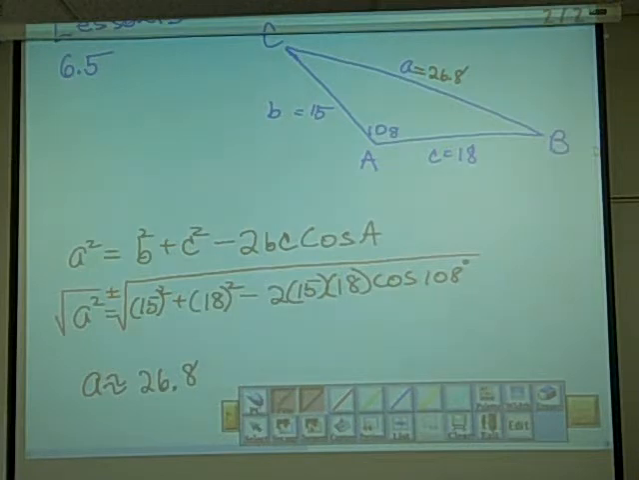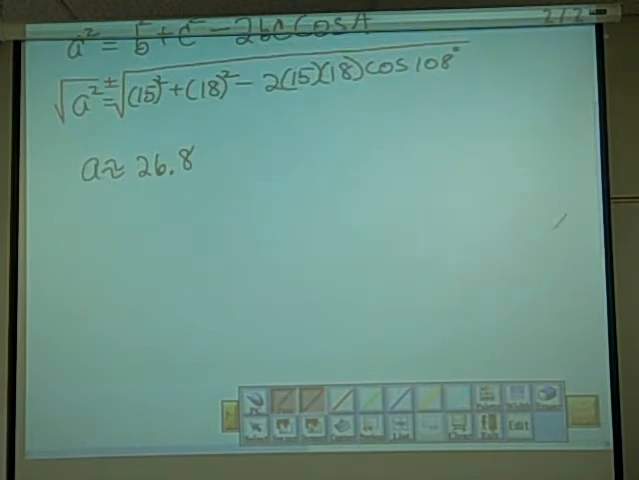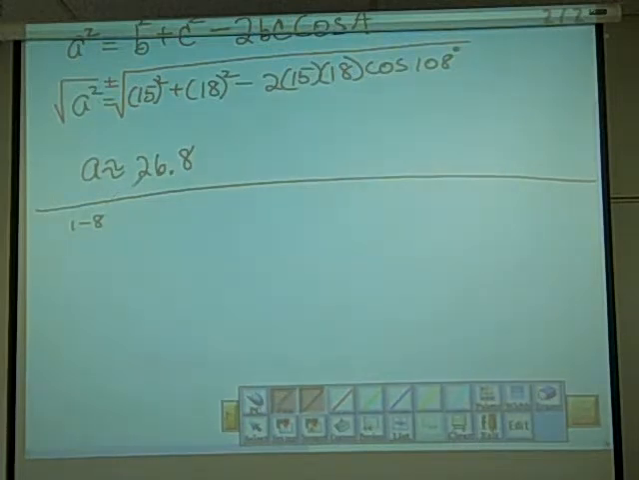Okay, now on section 6.5, on problems 1 through 8, they say use the law of cosines to determine the indicated side. So here we have a triangle, and we don't know what that angle theta is, but we do know all three sides.